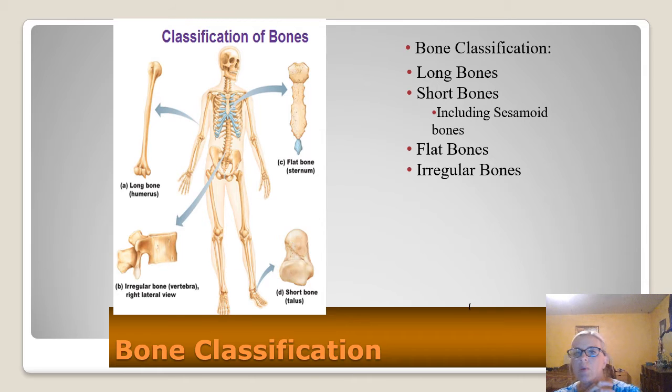Since we have such a vast variety of different bones, we do need a way to classify them. We classify them as long bones. There's the long bone there for A, right here. This is the humerus. And then we have irregular bones because they are irregularly shaped. You can see a vertebra is a good example of an irregular bone.